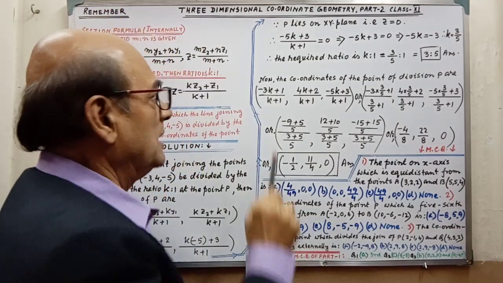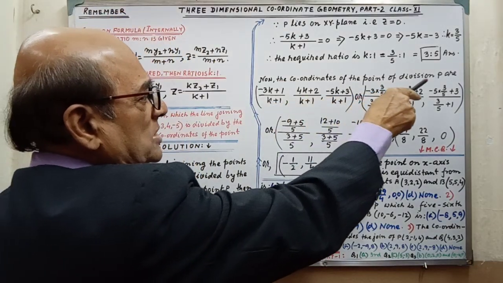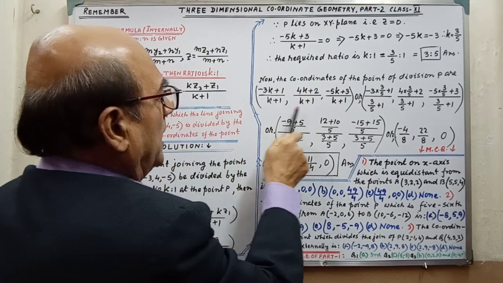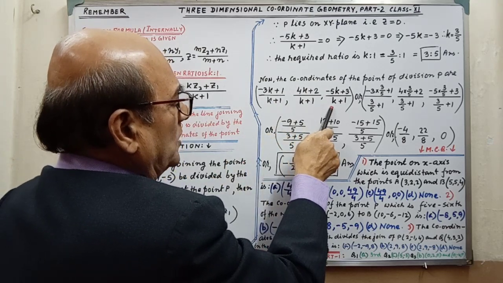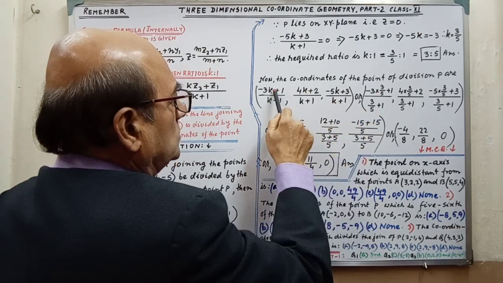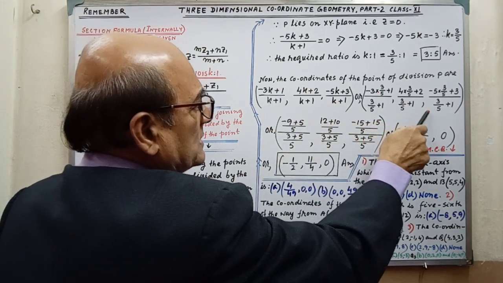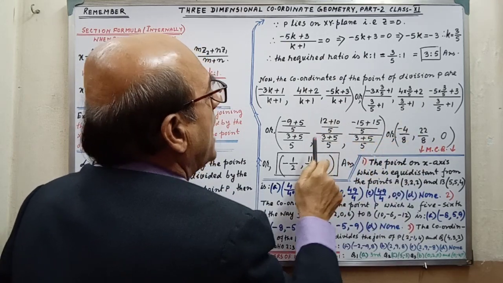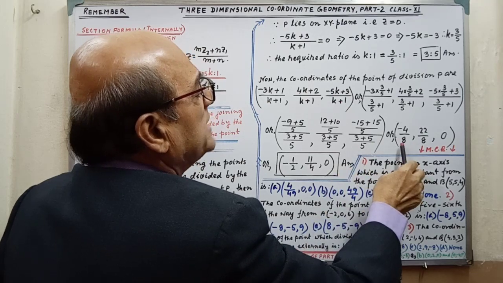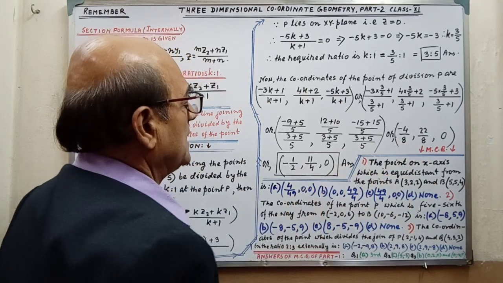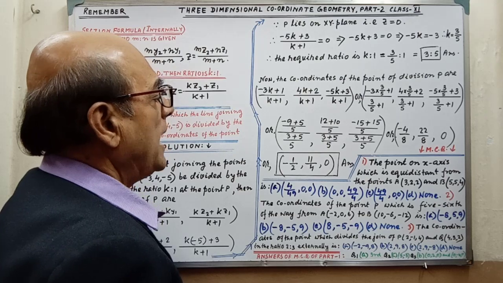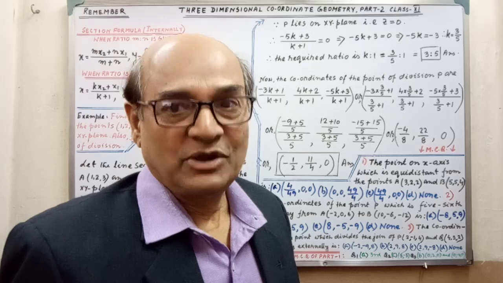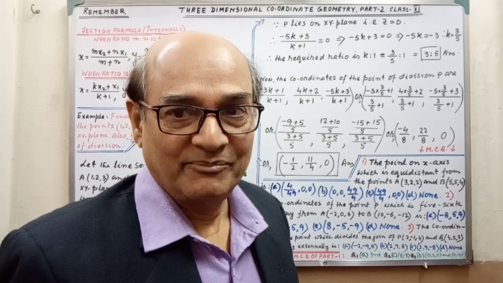Next part of the same sum. Now the coordinates of the point of division P are this. From the formula we are getting this. After writing the formula, then we have to put the value of k in this formula. After putting the values, we have to simplify in this way. By simplifying, finally we are getting (1/2, 11/4, 0). These are the coordinates of the required point. The sum is completed.